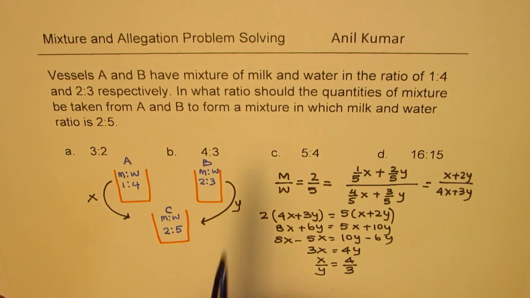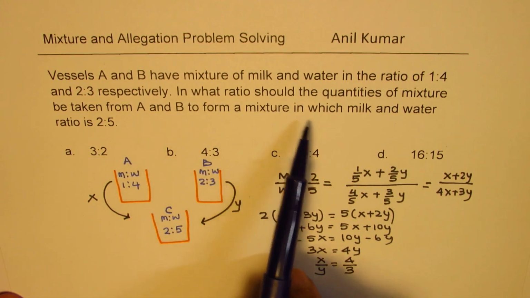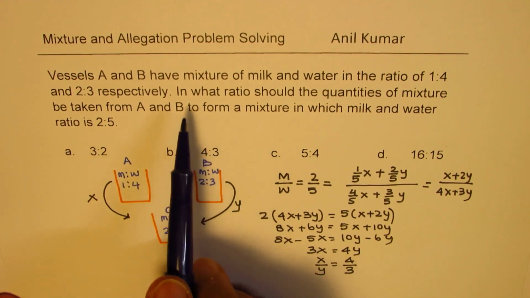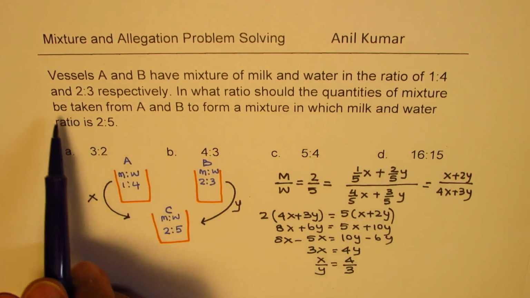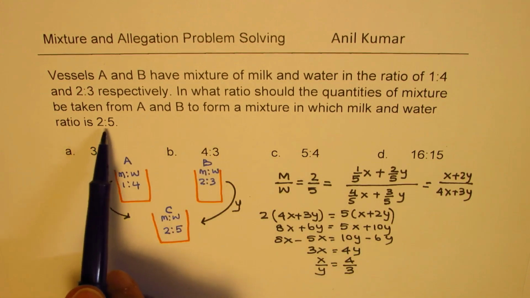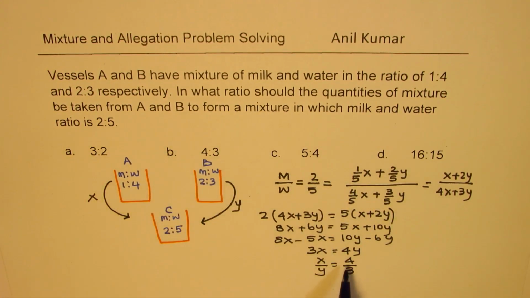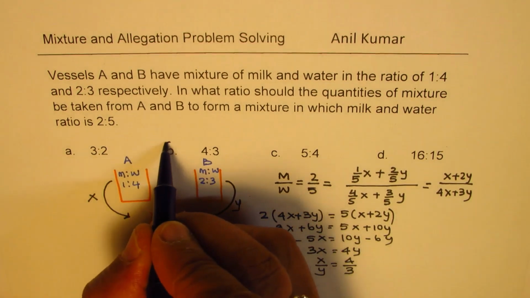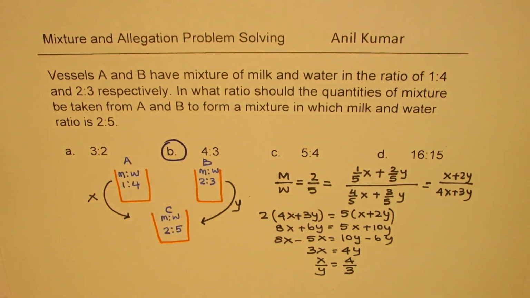So that is, in what ratio should the quantities of mixture be taken from A and B so that the ratio is 2:5. Our answer here is 4:3. So we get B as the right option. Is that clear to you? So that is the standard method which is normally utilized to solve a mixture problem.